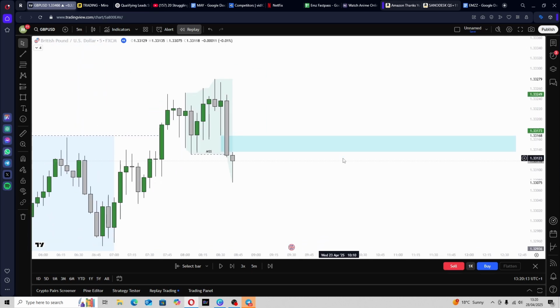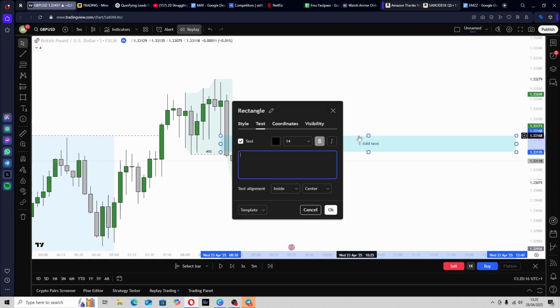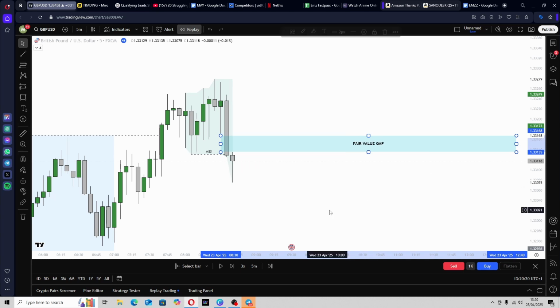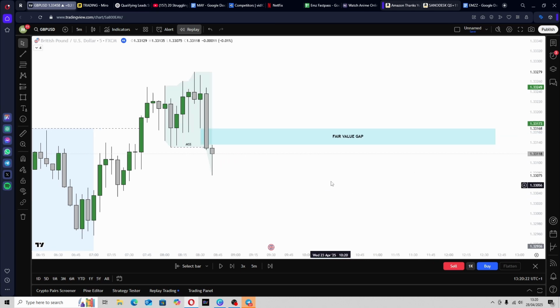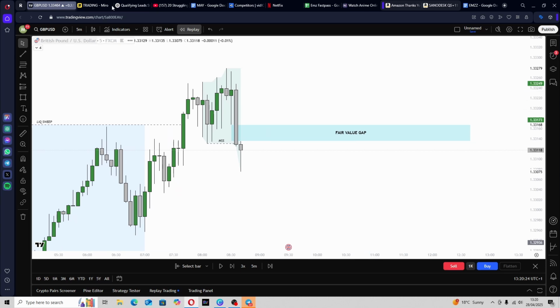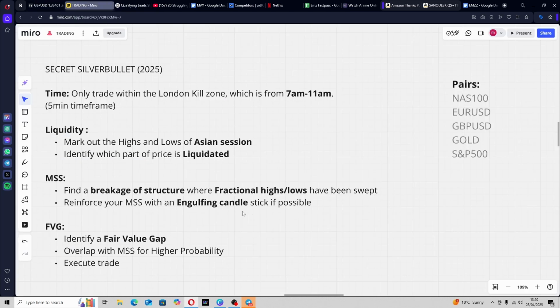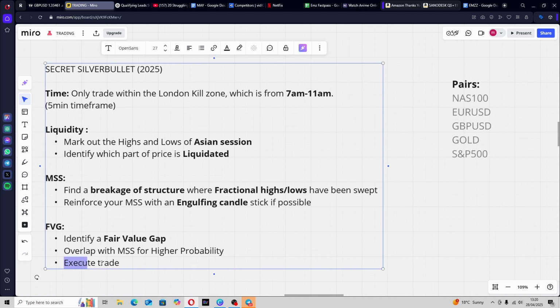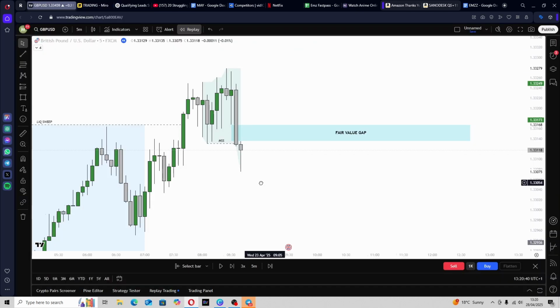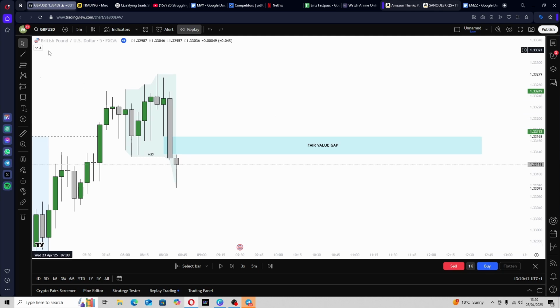As soon as we mark out this fair value gap, let me write it down so you guys can see it. Fair value gap. As soon as you have your fair value gap dialed in, all you've got to do from here on out is place your position. So you can see from here, reinforce our market structure shift with an engulfing candlestick if possible, and then we identify a fair value gap. Now that we've done that, all we've got to do is overlap it with a market structure shift for high probability, and then we just execute the trade, and that's all that's left to do. I'm going to be showing you exactly where you can put your stop loss and place your take profit.